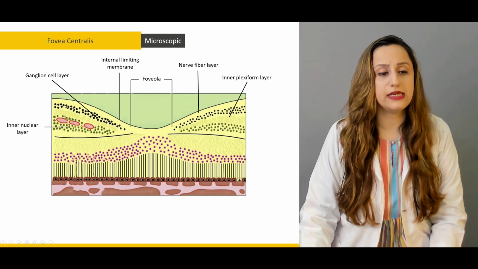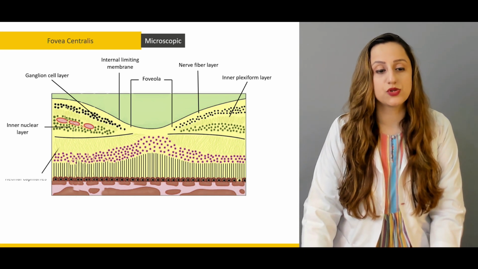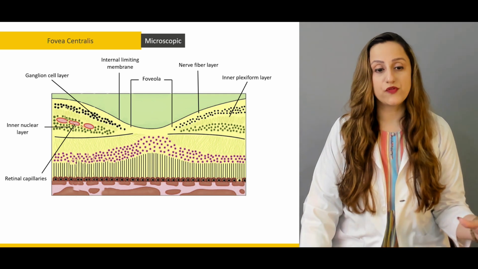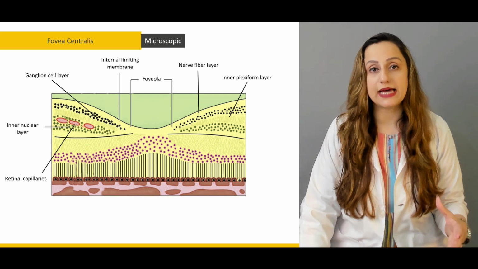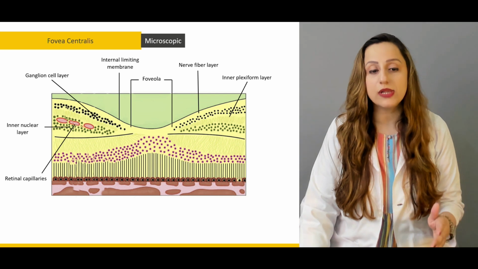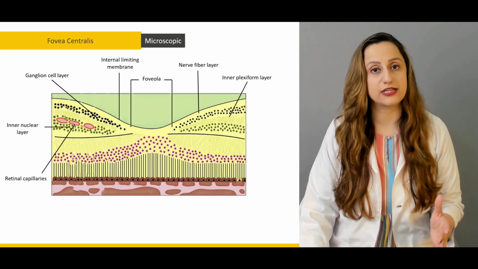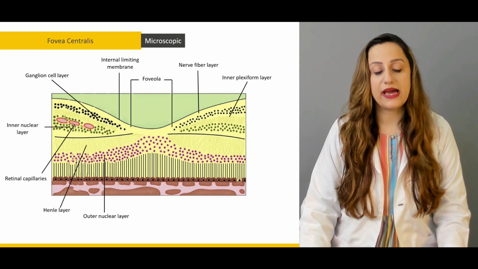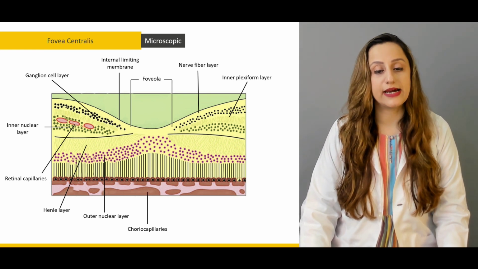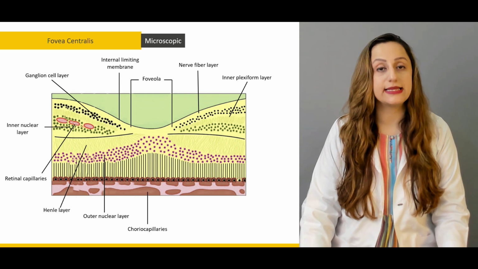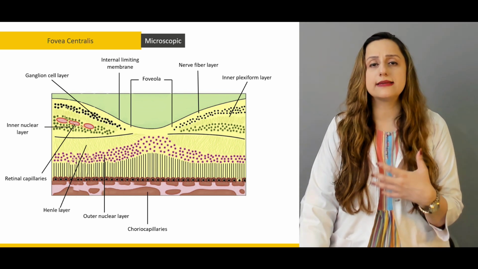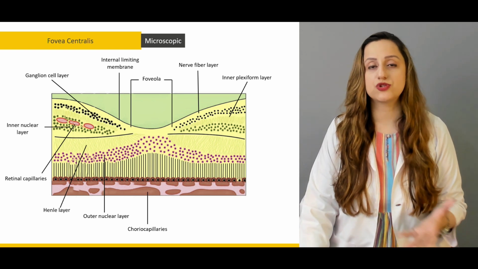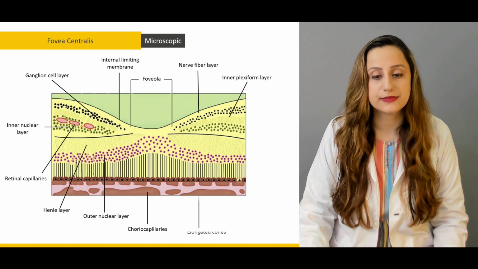Basically, we have the inner nuclear layer that is situated over here. Then we have the retinal capillaries, as you can see over here, and I've already emphasized the fact that this foveola zone is usually avascular. Then we have the Henle's layer. Then we have the outer nuclear layer, and finally we have the choriocapillaries that is making out the blood circulation towards this structure of fovea centralis.